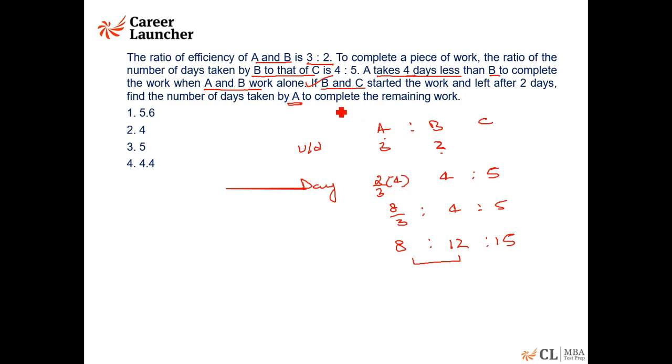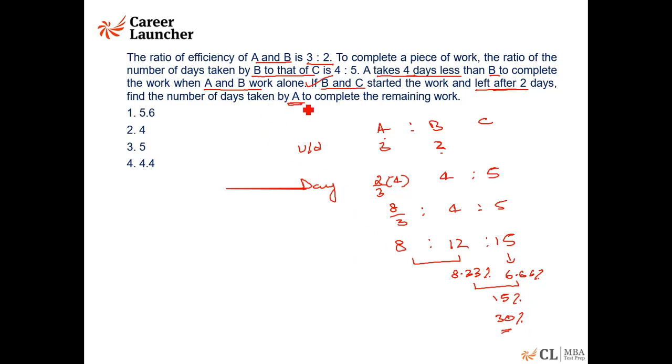Now find the number of days taken by A to complete the remaining work if B and C worked together and then left after 2 days. Now again, don't get into the habit of just working on fractions. Use percentages. I can say C does 1/15 or 6.66% of the work per day. B does 1/12 or 8.33% of the work per day. Together they will do 15% of the work per day. So in 2 days they will do 30% of the work.